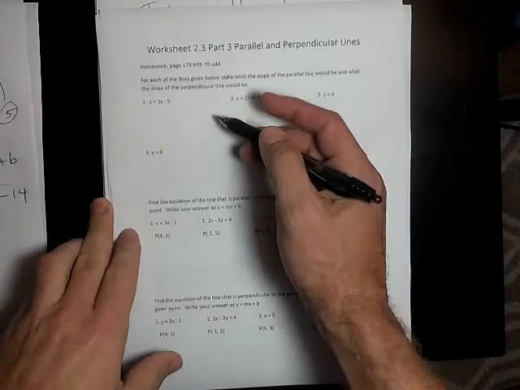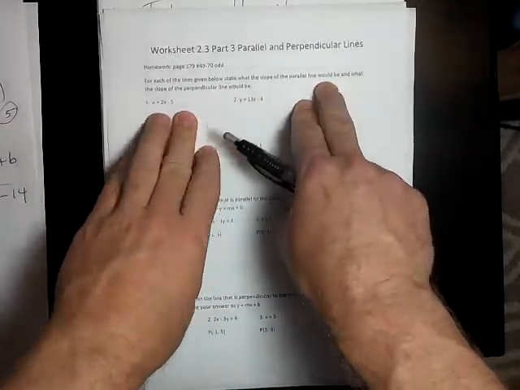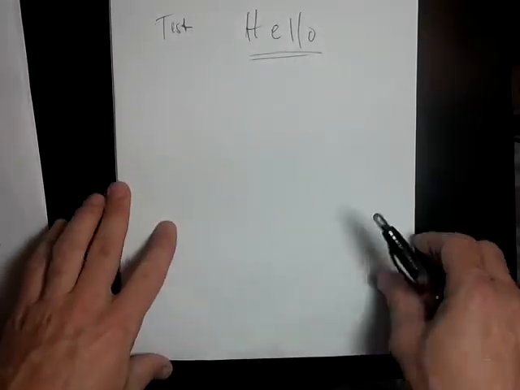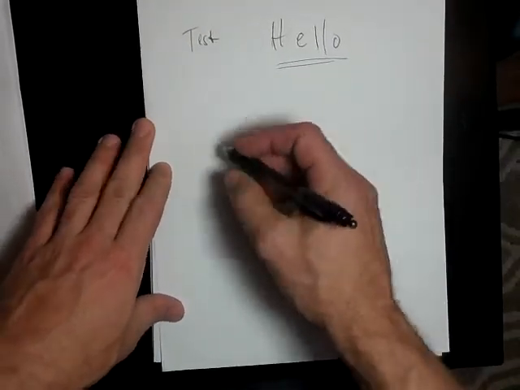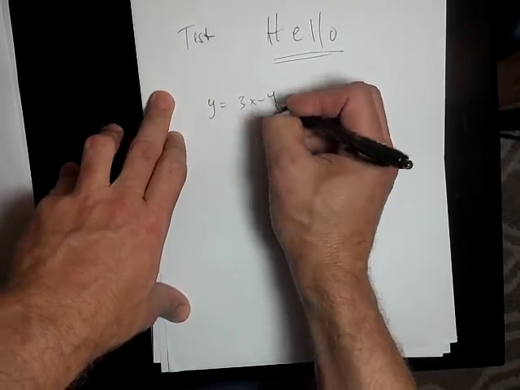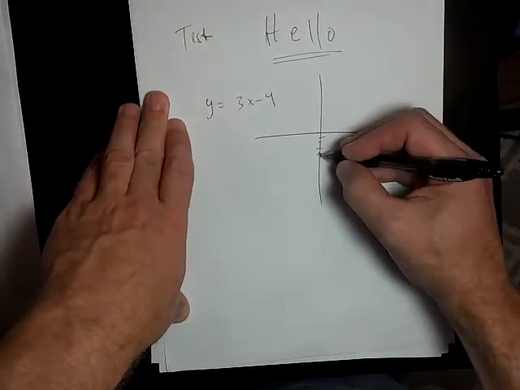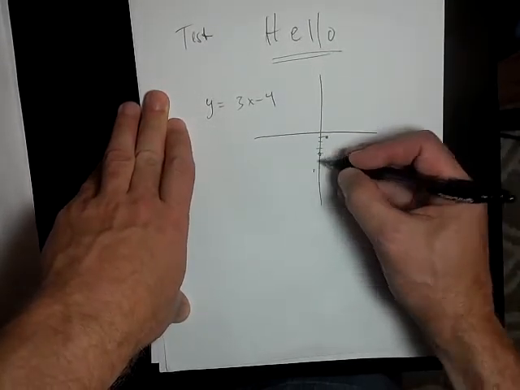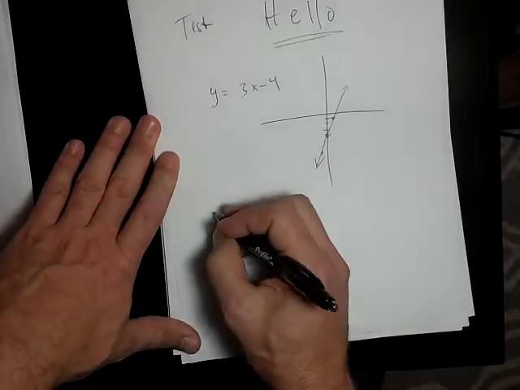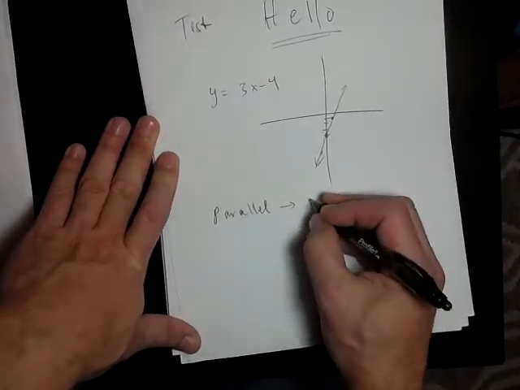And now the question is, for each of these lines given below, state what the slope of the parallel line would be and what the slope of the perpendicular line would be. Well, let me explain what these mean, first of all. So if I have a line y is equal to 3x minus 4, we know what that looks like. You go down 4 spots, and then it has a slope of 3, so it's going to look like that. The word parallel means same slope.